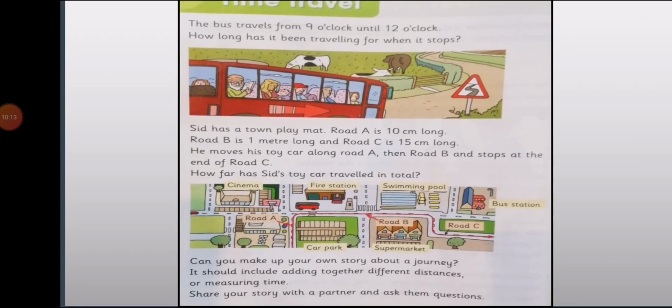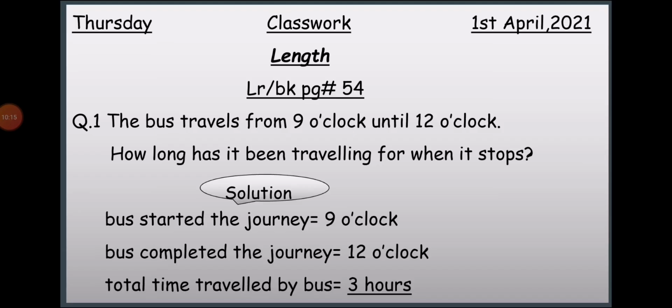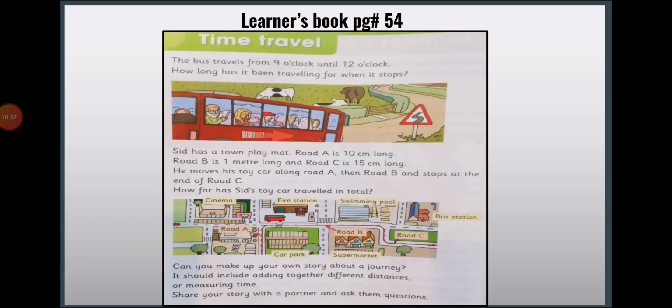Now take out your notebooks. On a new page, write day and date. On the extreme left top, Thursday. In the center, classwork. On the extreme right top, 1st April, 2021. Then leave a line and write your topic, length, and please underline the length with a color pencil. Again, leave a line and write learner's book, page number 54, and underline it, please. Then leave a line and write your question number 1. This question is from learner's book, page number 54.